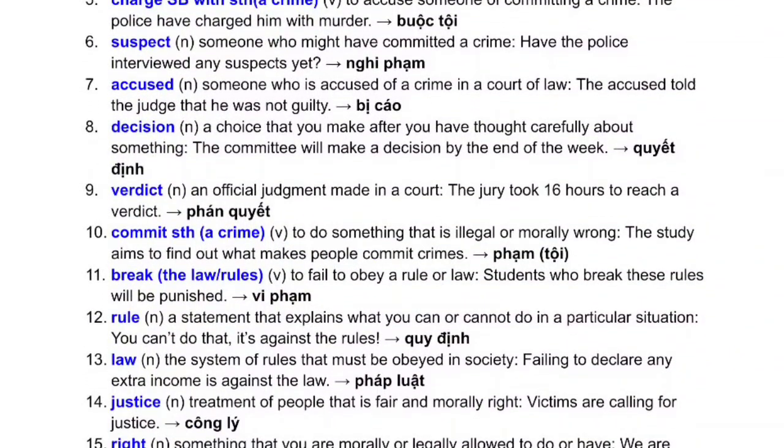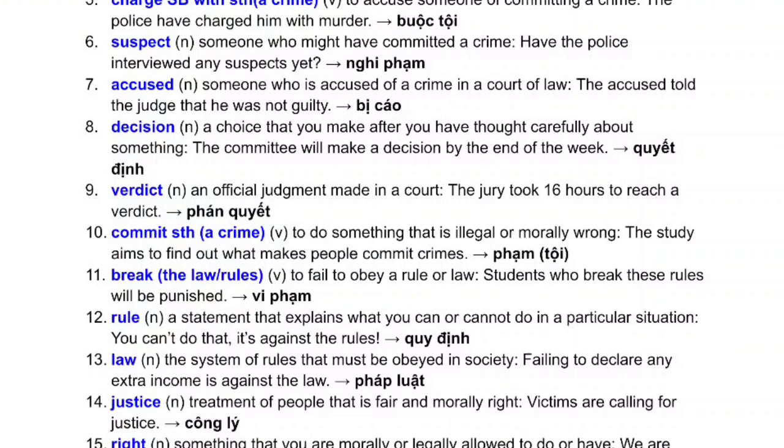Number 7. Accused. Accused is someone who is accused of a crime in a court of law. Example, the accused told the judge that he was not guilty.